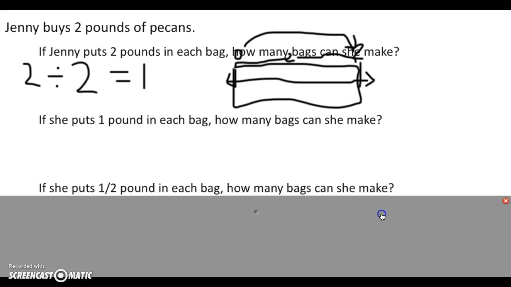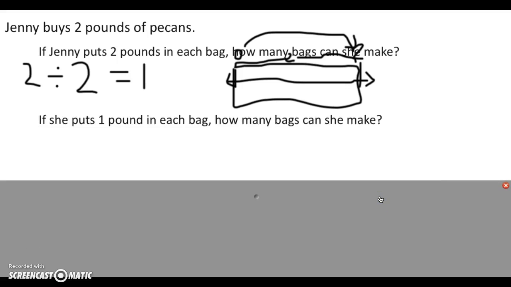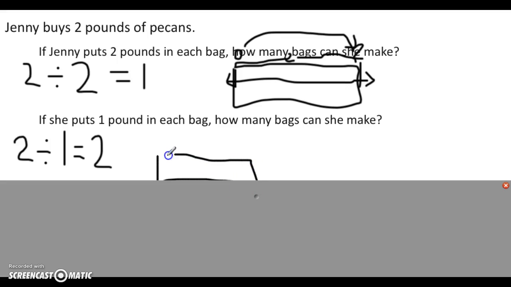All right, let's say that she's only putting 1 pound in each bag. How many bags can she make? Well, my whole is the same. I'm still starting with 2 pounds of pecans. But this time I'm not putting them into groups of 2. I'm dividing up the pecans into groups that are 1 pound each. Well, what does that mean? Well, 2 divided by 1 is 2. This is making sense, okay? So here's my whole. My whole is worth 2. I'm dividing into groups that are a pound and a pound.